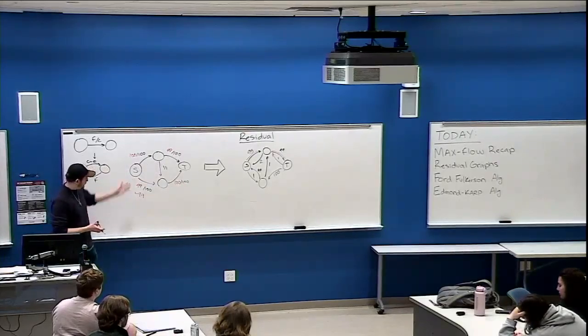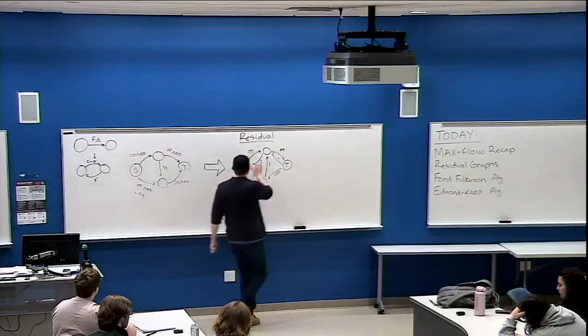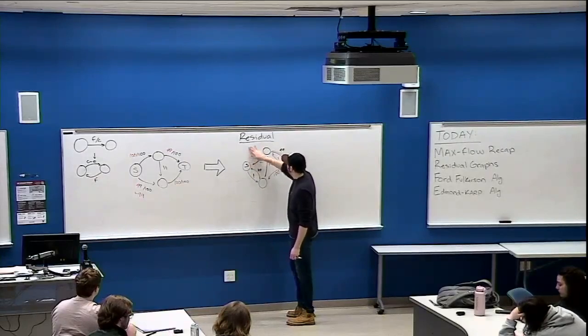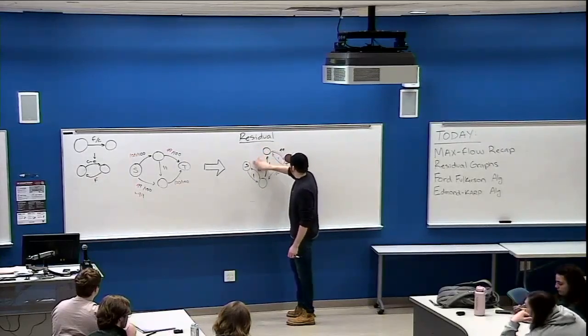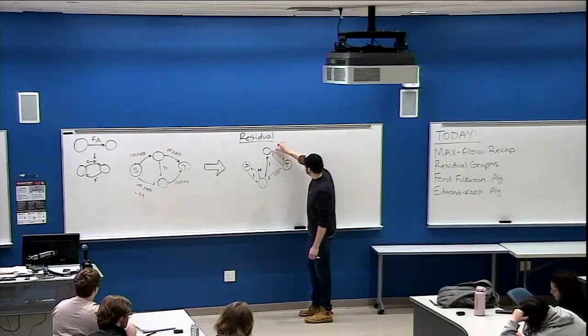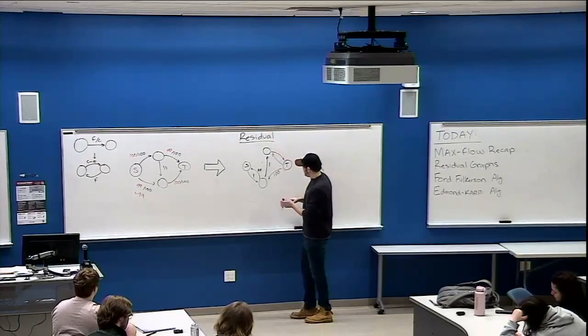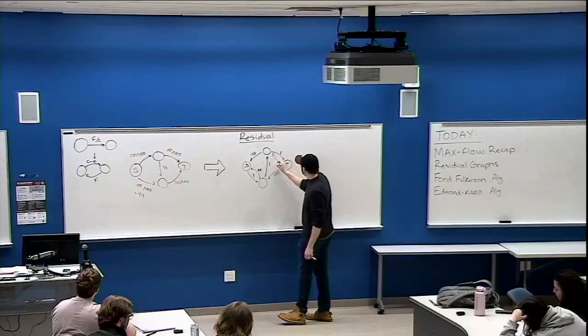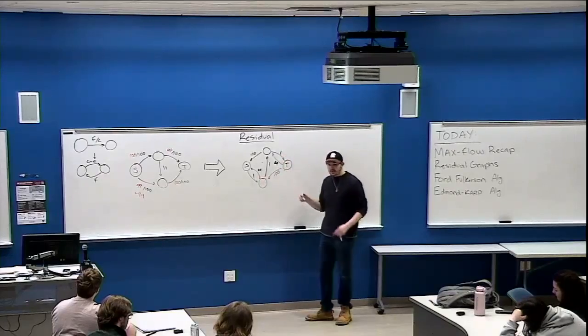How? Well, let's go back to the residual. This is now going to be fully saturated, so this is just going to be 100 backwards now. This is going to be 99 backwards and 1 forward, so we're going to flip those two. So this is only going to be 100 backwards. This is going to be 1 forward, 99 backwards. What's the path from S to T?